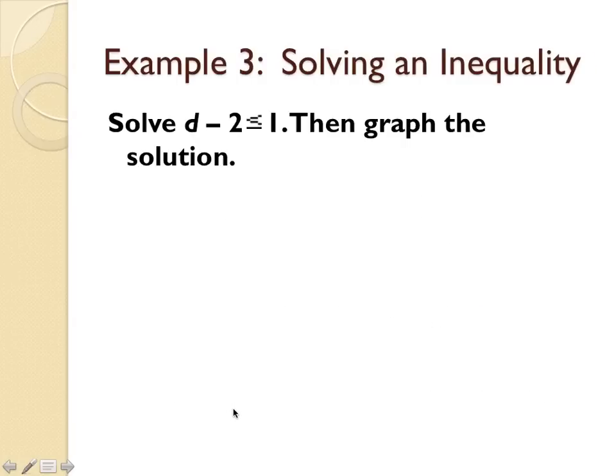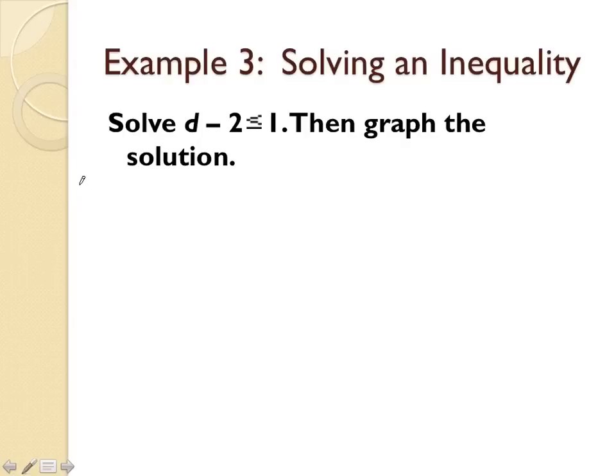Okay, let's go through and start solving some inequalities. And really, to solve inequalities, you solve them the exact same way that you solve equations. The only difference is one particular situation, and we'll get there. Okay, so solve d minus 2 is less than or equal to 1. And then it wants us to graph the equation.